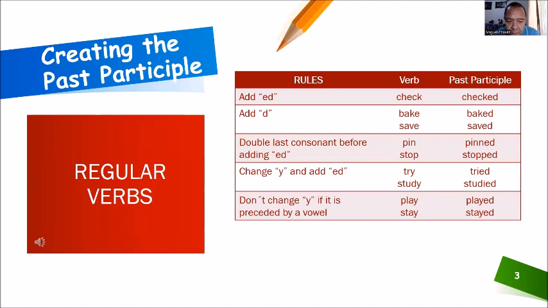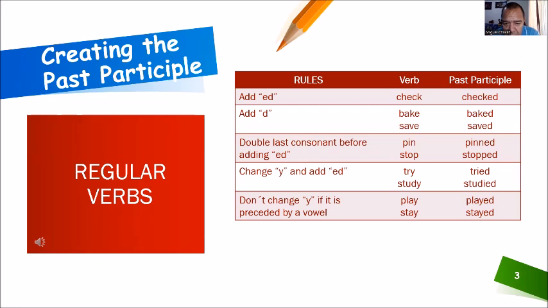English verbs can be separated into two categories: regular verbs and irregular verbs. Regular verbs follow a simple pattern in which both the past simple and the past participle form of the verb are created by adding -ed. To form the past participle of a regular verb, we usually add -ed to the end of the verb. For example, check becomes checked. However, there are some exceptions. Now we'll see the other rules for forming the past participle of regular verbs.